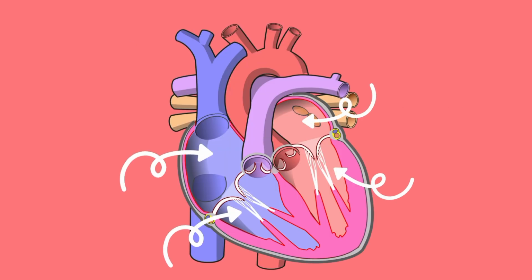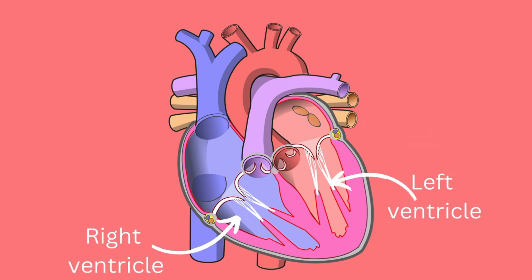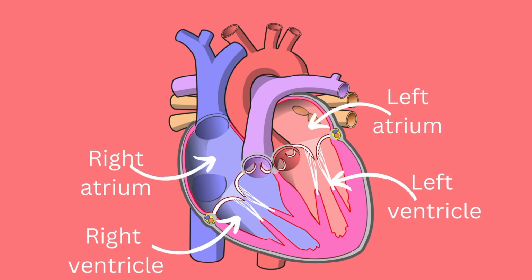The human heart consists of four chambers. The two upper thin-walled chambers are called atria, while the two lower thick-walled chambers are called ventricles. The upper right chamber of the heart is the right atrium, while the lower right chamber is the right ventricle. Similarly, the upper left chamber of the heart is the left atrium, while the lower left chamber is the left ventricle.